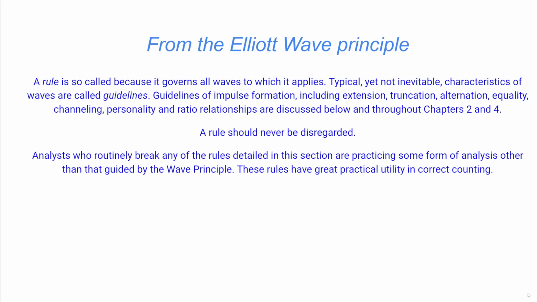From the Elliott Wave Principle, a rule is so called because it governs all waves to which it applies. Typical yet not inevitable characteristics of waves are called guidelines. Guidelines of impulse formation, including extension, truncation, alternation, equality, channeling, personality, and ratio relationships, are discussed below and throughout chapters 2 and 4. We will leave personality aside. That will be covered in future videos.